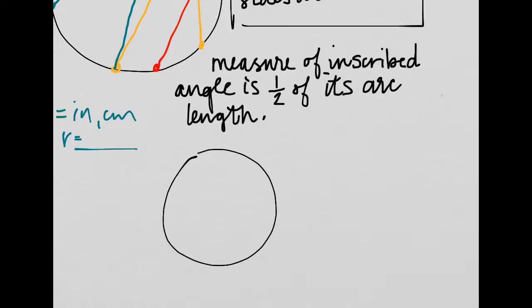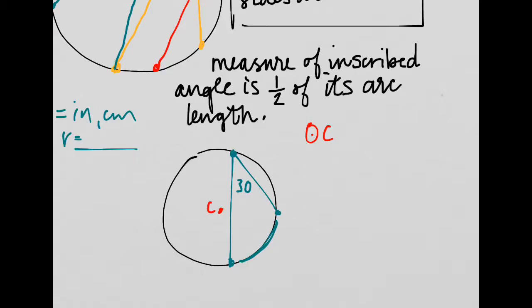Okay, so here's some circle. There's its center. We'll call this circle C. And we are going to have some inscribed angle right here. And if I told you that this angle measure was 30, can we find the measure of the intercepted arc, or the measure of this arc out here?